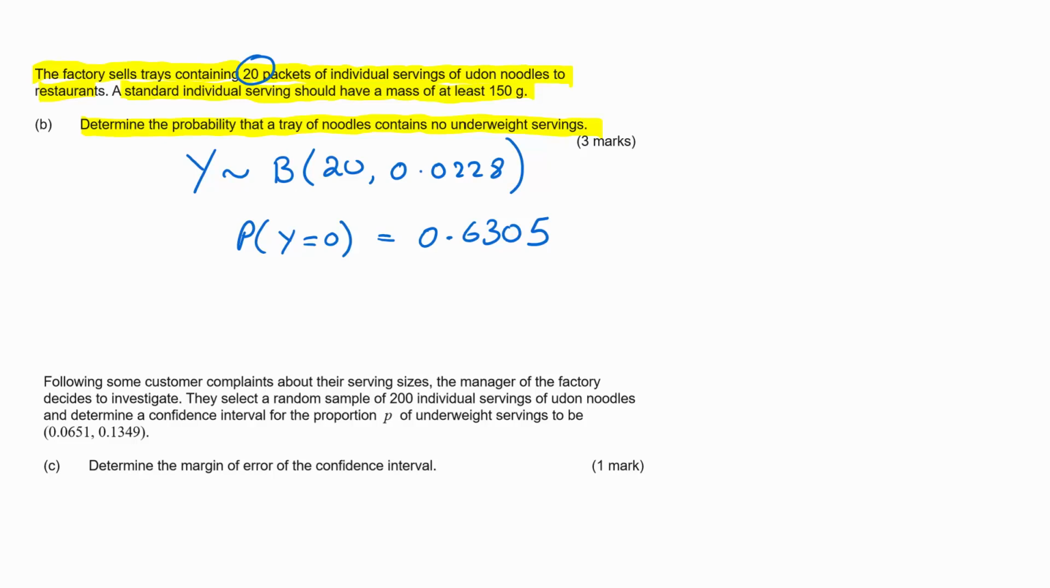You could have actually gone for the other end and said it's a binomial 20 and the probability of being greater is 0.9772 and then looked at the probability of Y being equal to 20. In other words, all of them being okay.